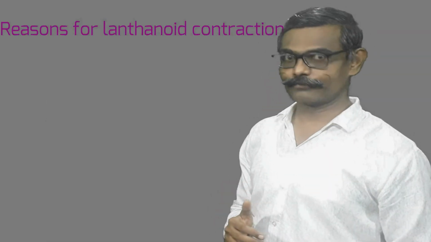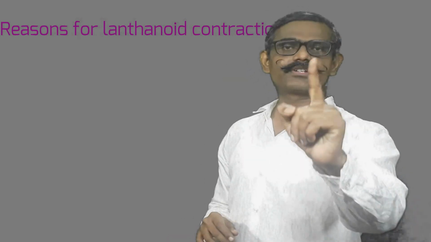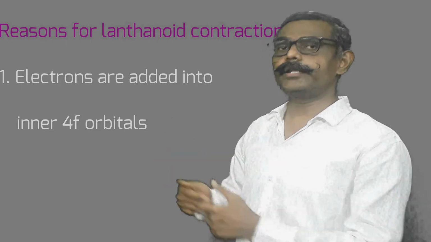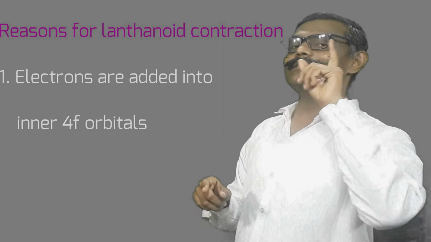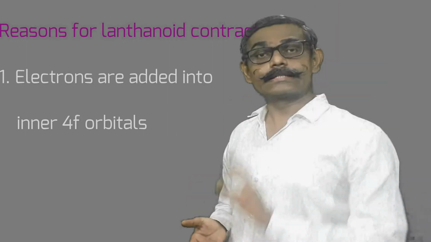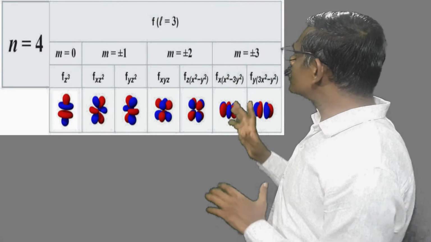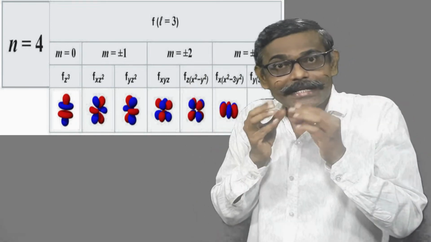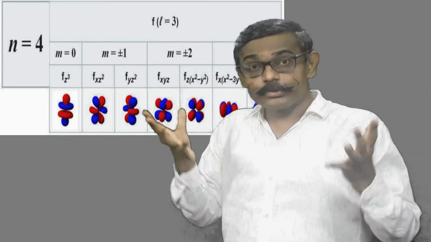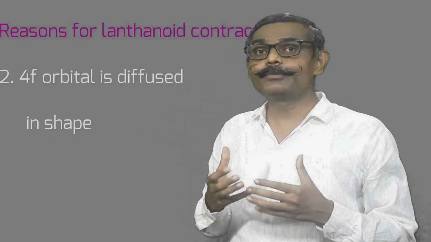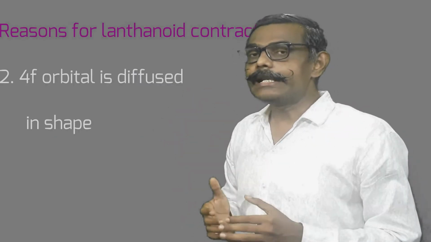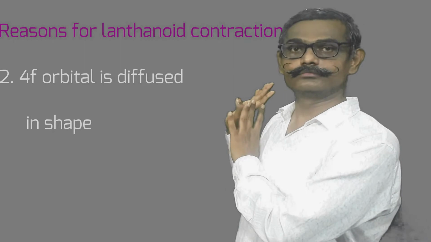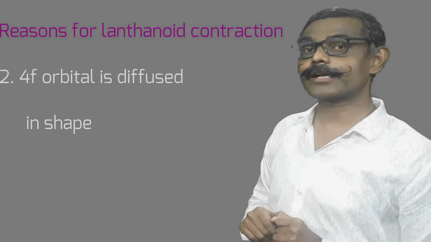Now let us see the reasons for lanthanoid contraction. First reason: electrons are added in a deeply buried inner orbital, that is none other than the 4f orbital. Second reason: if you see the shapes of the 4f orbitals, they have many lobes, they are scattered, they are diffused. Due to this diffused shape of the f orbital, they cause less shielding. So it is our second reason. The shapes are diffused, and because of that, lanthanoid contraction occurs.